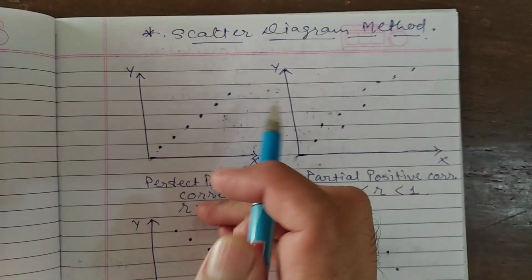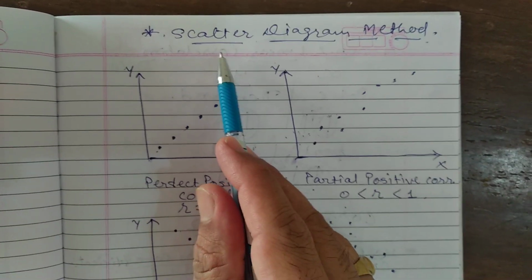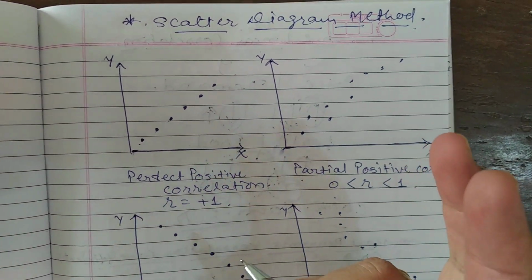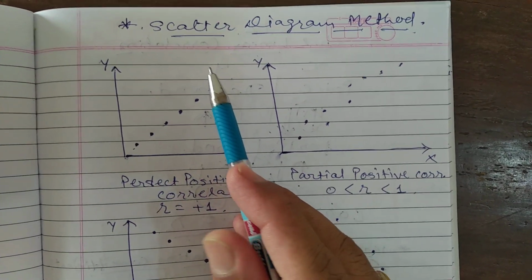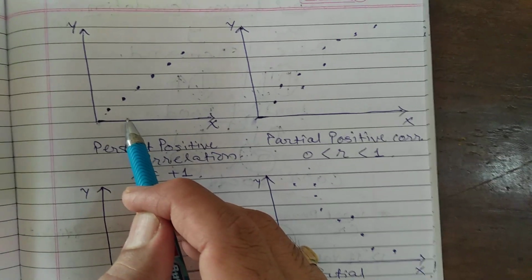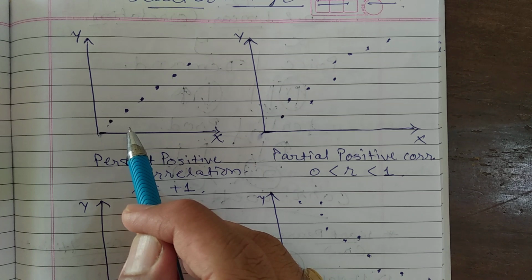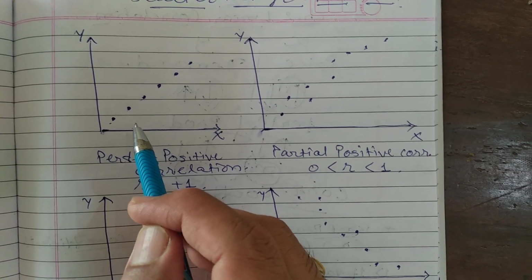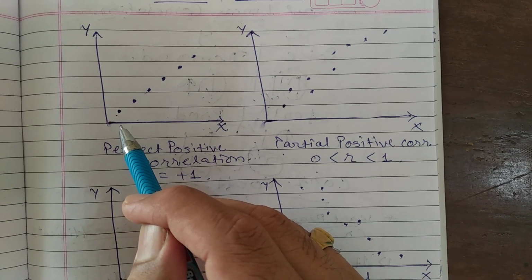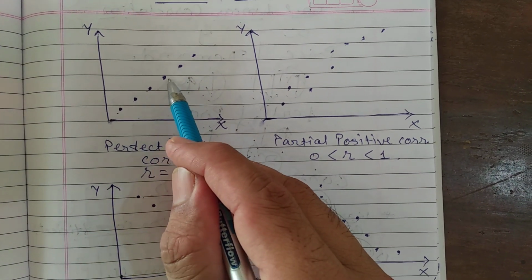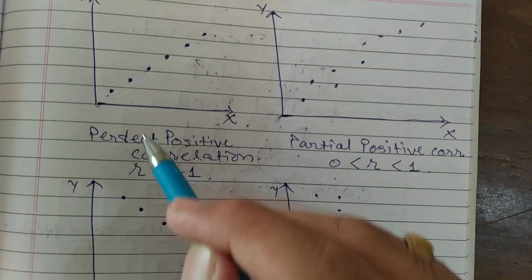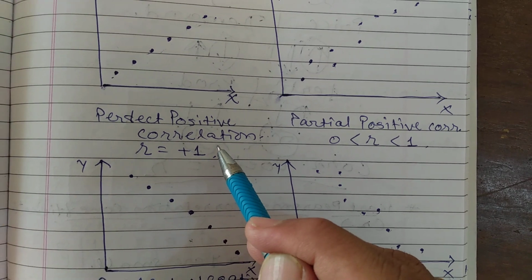This is called the second method, that is your scattered diagram method. We will solve two formulas later on, but basically this is the scattered diagram method. Whenever the values of x and y are placed on a graph, and the line goes from left hand side bottom to right hand side in an upward direction in a same straight line, then it is called perfect positive correlation.